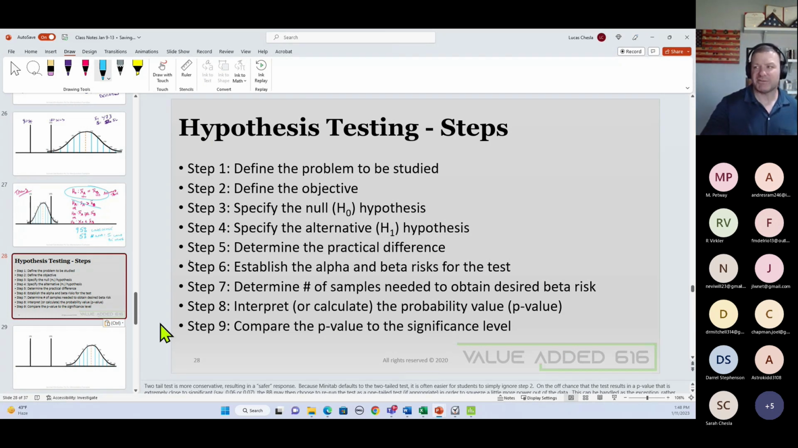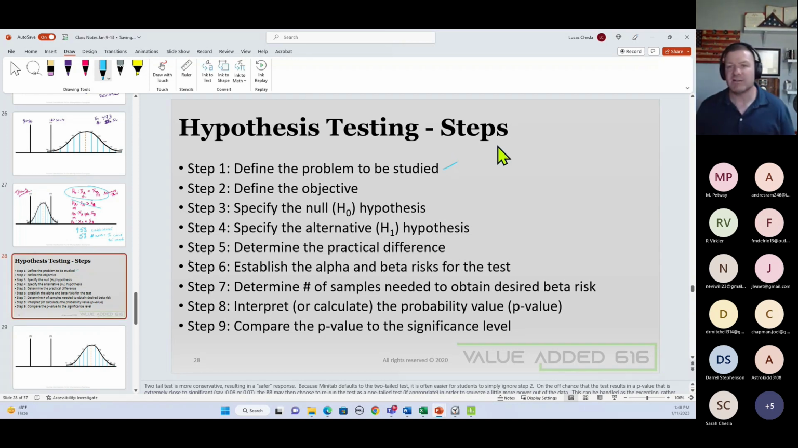When we're setting up a hypothesis test, the first thing we want to do always, and I can't stress this enough, always, always do it. Because one of the things we find out as you progress and you're in black belt, master black belt, people forget what the heck they're testing and what it is they're going for more often than you think. It happens a lot. So define the problem to be studied.